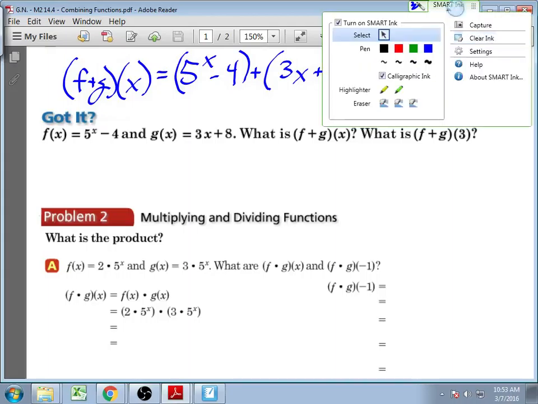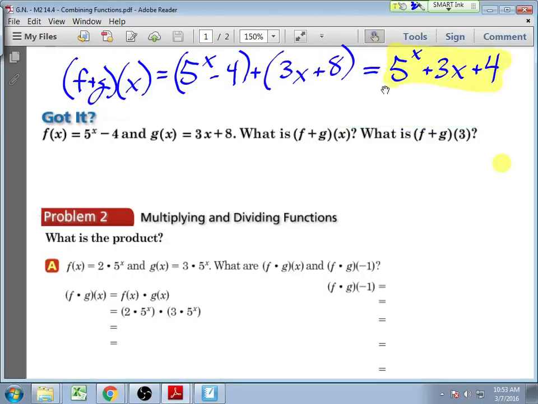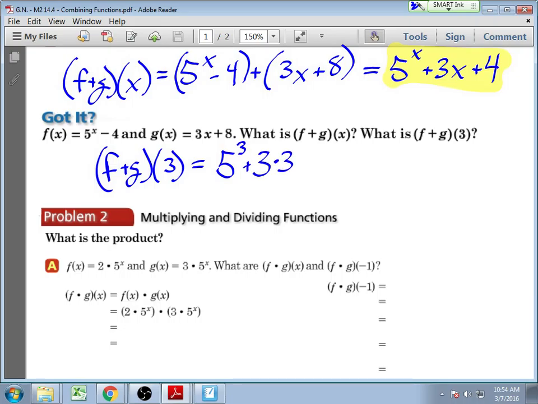So here is what you should get when you sum the functions together. We start with 3 types of terms, so we have to end with 3 types of terms. The only thing that we were actually able to combine was the negative 4 and the positive 8. Then we plug in and evaluate for f plus g of, is it 3? Yep. So 5 to the 3 plus 3 times 3 plus 4. What'd you get, Kale? 138. It is 138. Because this becomes 125, this becomes 9, that becomes 4.